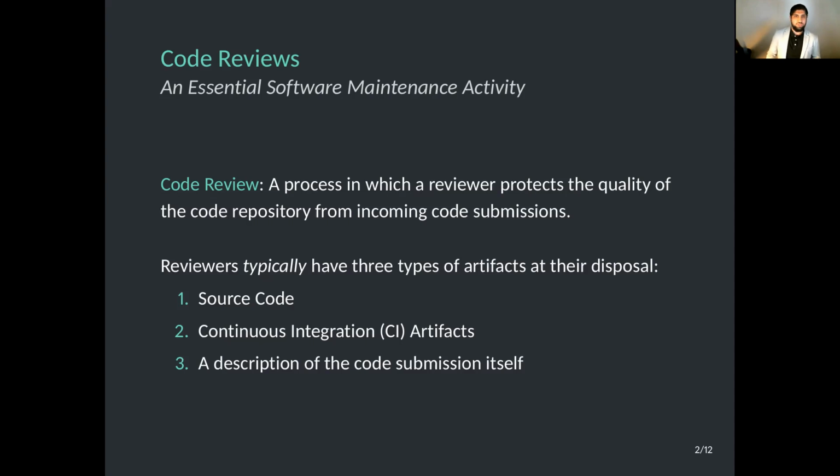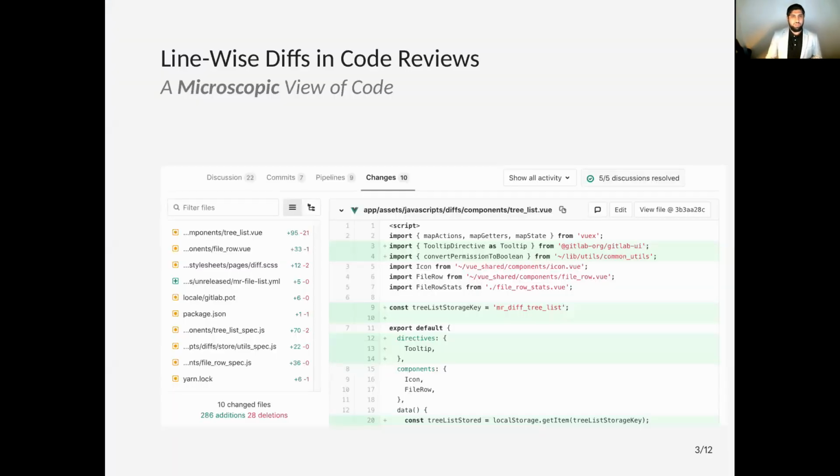And what I want to describe over the next two slides is the idea that the current tools that we commonly use for code reviews have a microscopic approach to the way they work. They look at the individual lines of code. The first example being line-wise diff.